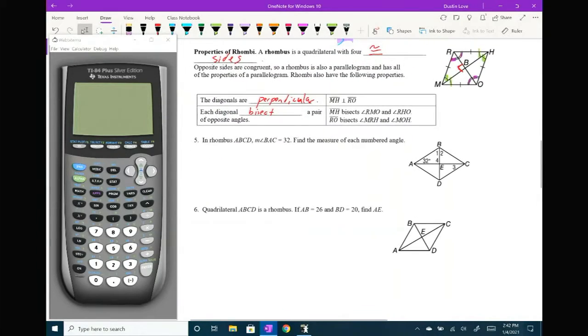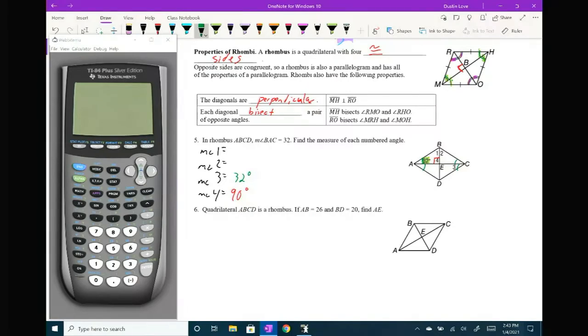So let's see. In rhombus ABCD, measure of angle BAC is 32, already marked right here. Find the measure of each numbered angle. So we got measure of angle 1, measure of angle 2, measure of angle 3, and measure of angle 4. Okay, the easiest one here is going to be angle 4 because diagonals are perpendicular. That one is automatically 90 degrees. Now, since the diagonal bisects opposite angles, all four of those are congruent. So up on the top one, all four of the green ones are congruent. Same idea here. So angle 3 is also going to be 32 degrees.